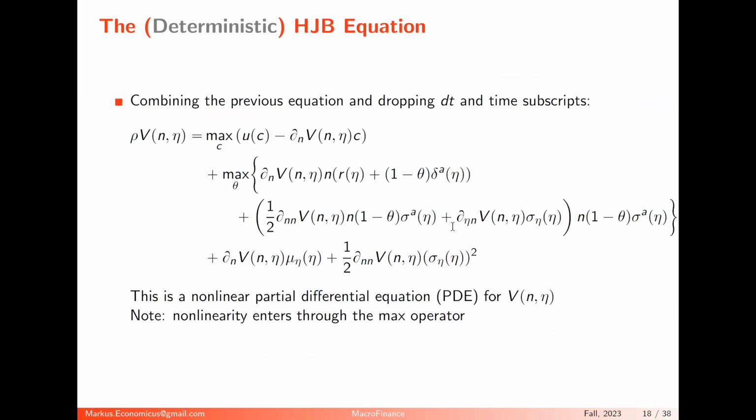So this is a nonlinear partial differential equation for the value function as a function of n, my net worth, and eta, the aggregate state variable. Again, I have nonlinearity because of this max operator. The max operator is here. Consumption only appears here, so I maximize over consumption here, and theta appears in this expression. The eta itself is totally exogenous, so whatever theta I choose is not affecting the eta, because it's outside of what I do.